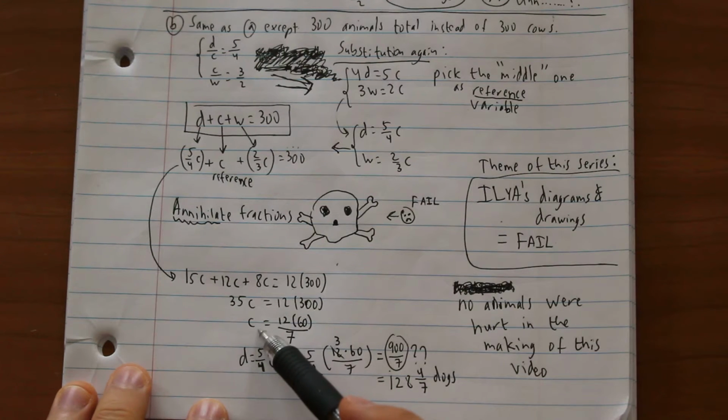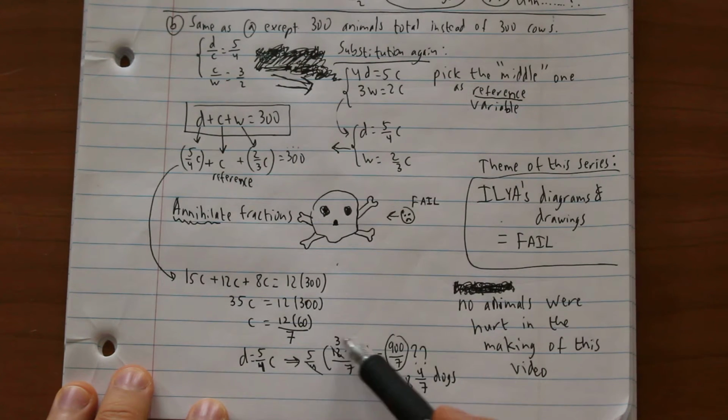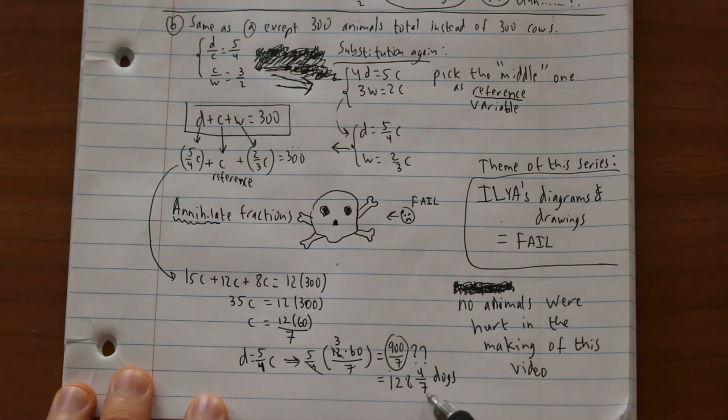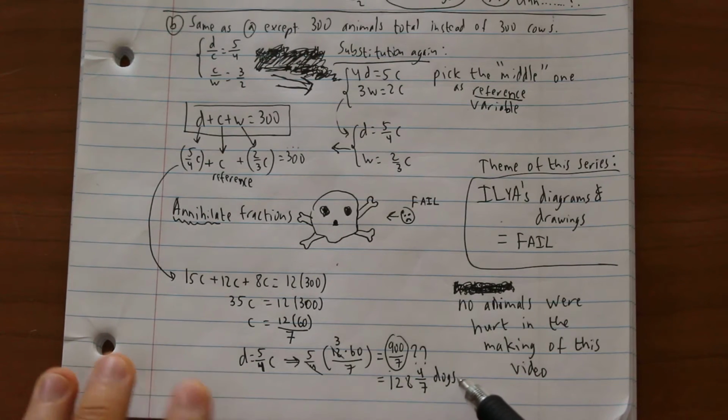We're not interested in our cats, though. We're interested in the dogs, which is 5/4 of C. So that's where this 5/4 came from. 5/4 times that whole messy thing will be, if you simplify, notice the 12 and the 4 simplifying. So by not multiplying immediately, we're going to do less work. 12 over 4 is 3. If you multiply all this out, you should get 900 over 7, which simplifies to 120 and 4/7 dogs.